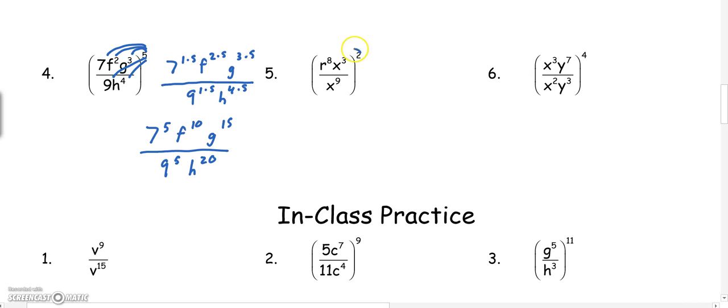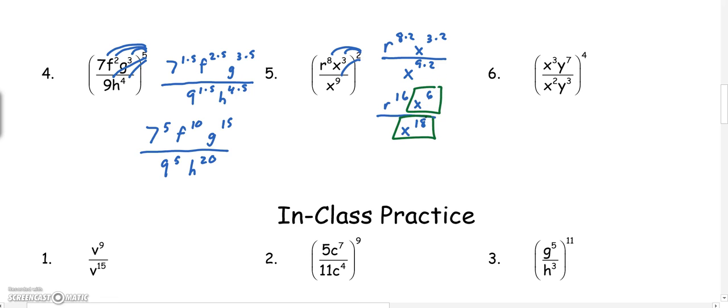Number 5, I need to distribute a 2. So I have r to the 8 times 2, x to the 3 times 2, over x to the 9 times 2. So I get r to the 16th, x to the 6th, over x to the 18th. Now, we have an x in the numerator and the denominator. So I'm going to use my property I learned earlier. X to the 18th is bigger. So r to the 16th stays on top in the numerator. And in the denominator, I have x to the 18th minus 6. So once I subtract those, I get x to the 12th.